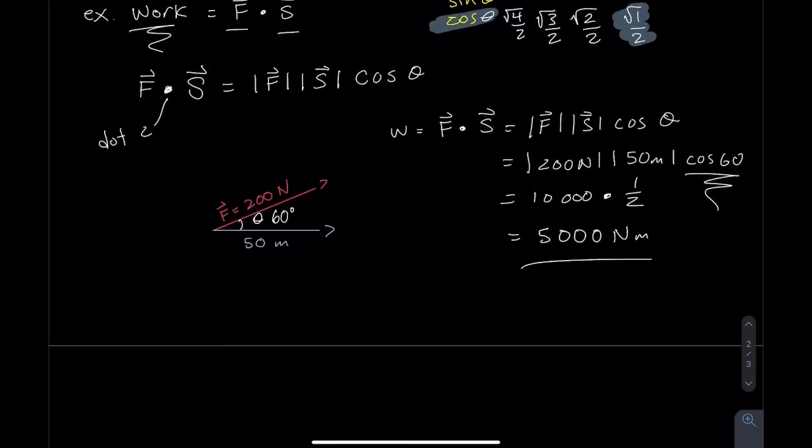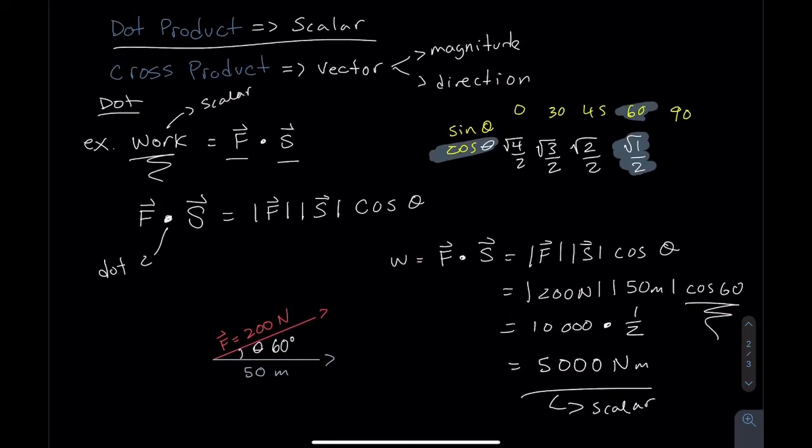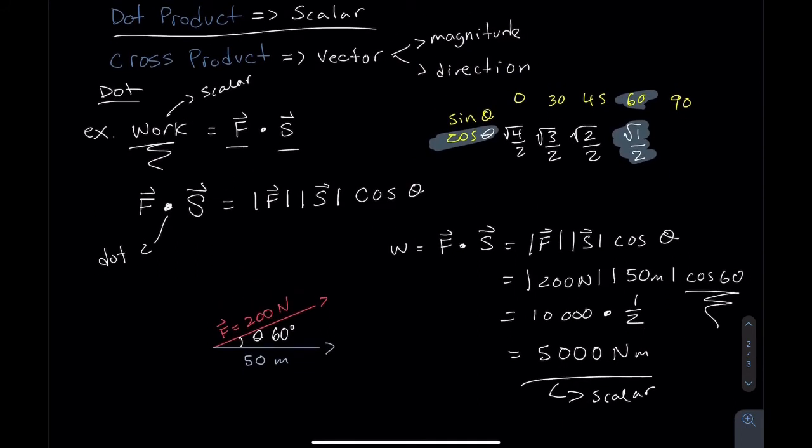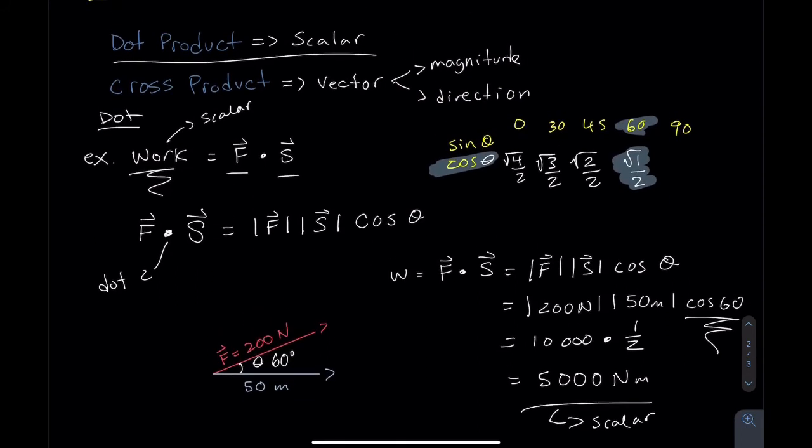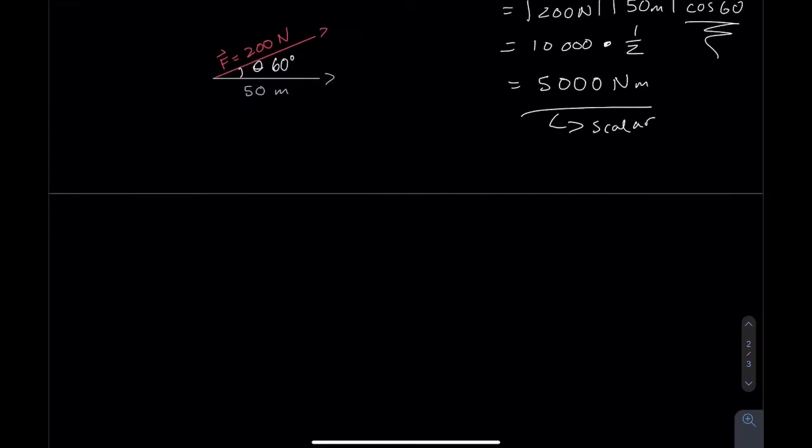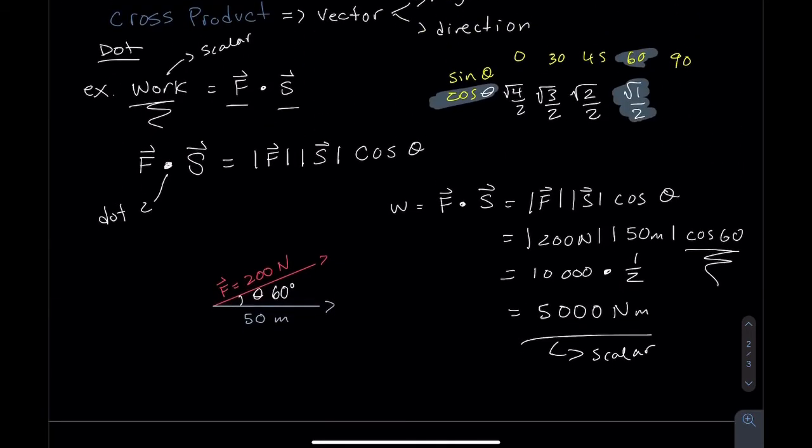Now this is a scalar. It is a scalar because we multiplied using the dot product rule, and using the dot product rule always results in a scalar. So we just went over the dot product rule. Now we're going to focus on the cross product rule.